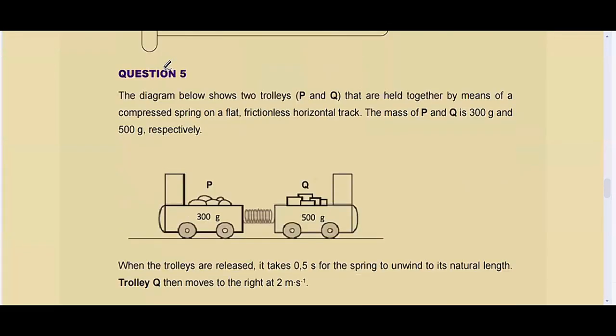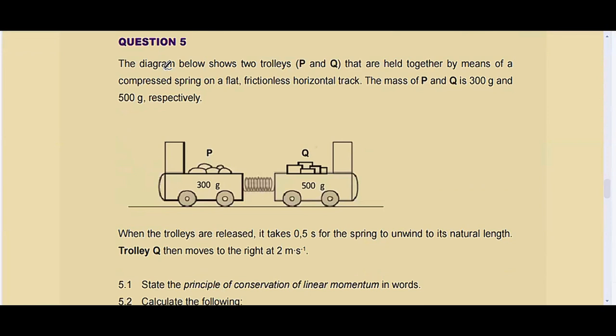Now let's move to question number 5. The diagram below shows two trolleys P and Q that are held together by means of a compressed spring on a flat, frictionless horizontal track. The mass of P and Q is 300 gram and 500 gram respectively. As we can see, P 300 gram, Q 500 gram, right? Then we know that this is not in the desired SI unit, so divide that by 1,000. Then it gives us 0.3 kg. Divide that also by 1,000. It gives us 0.5 kg. Right. So now we have proper masses.